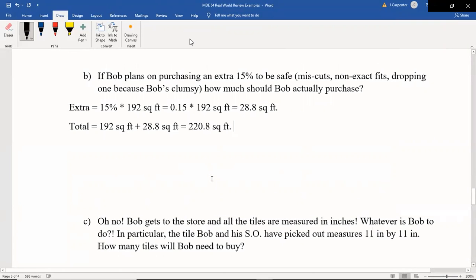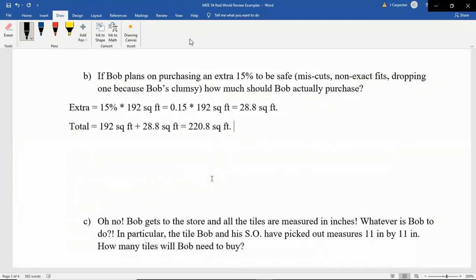Bob goes to the store and all the tiles are measured in inches or square inches more appropriately. So square inches for the surface area, but then inches by inches. So 6 inches by 12 inches or 11 inches by 11 inches. Well, Bob's significant other didn't know this because they didn't go to the store with them initially. They just said, oh yeah, it's, you know, this much by this much. Feet's easier to deal with. Let's stick with feet. So whatever is Bob to do?